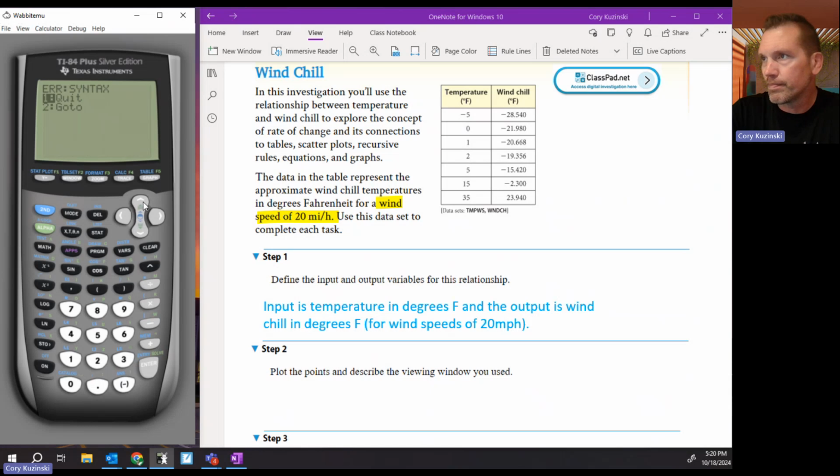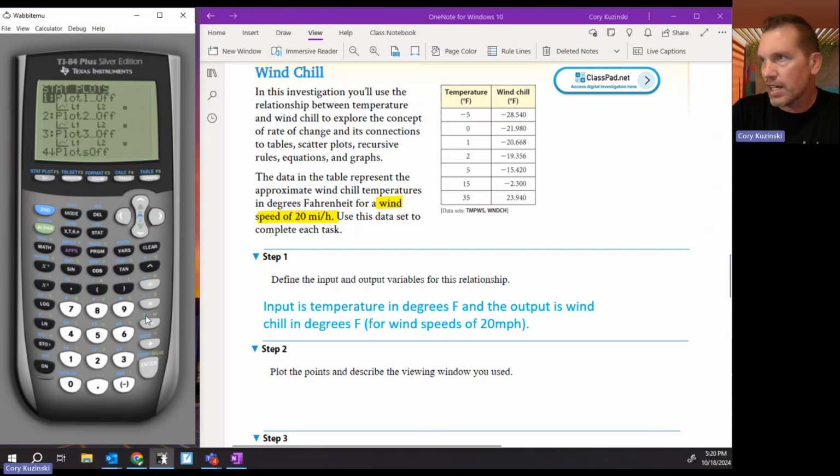-2.3. Uh-oh, what'd I do? I messed something up here. I got the -19.356. Let's clear that. -15.42. -2.3. And 23.94. All right, got all those.